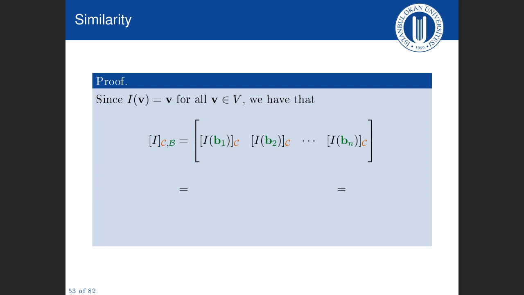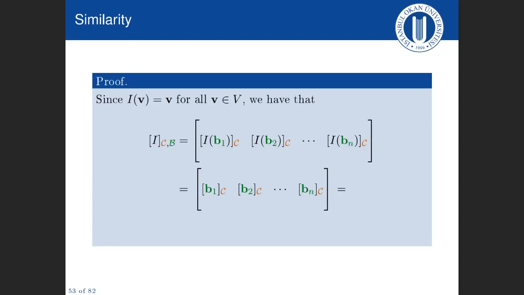Now, remember, the matrix for I with respect to the bases B and C, we have first column I of B1 with respect to C, second column I of B2 with respect to C, and so on. But because I is the identity operator, I of V is the same as V. So that means I of B1 is just B1. I of B2 is just B2, etc.